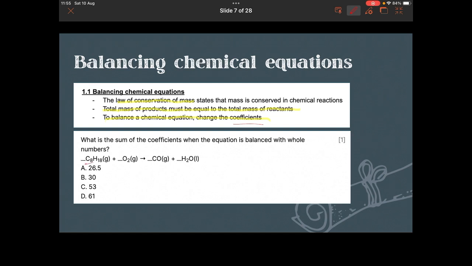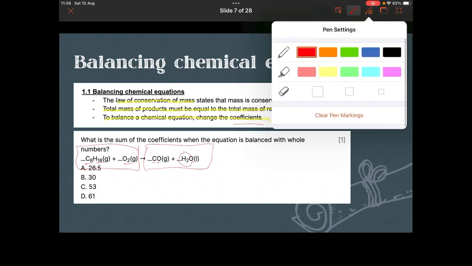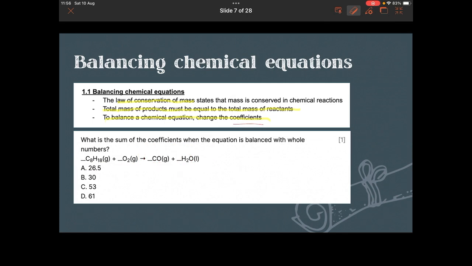So we can see that there's 8 carbons on this side of the equation, and 18 hydrogens and 2 oxygens. Whereas on this side, we have 1 carbon, 2 oxygens, and 2 hydrogens. So we need to balance that. So first I'm going to balance the carbons. There's only 1 carbon-containing compound on the other side, so it makes sense that I would add 8, in order for that to be balanced.